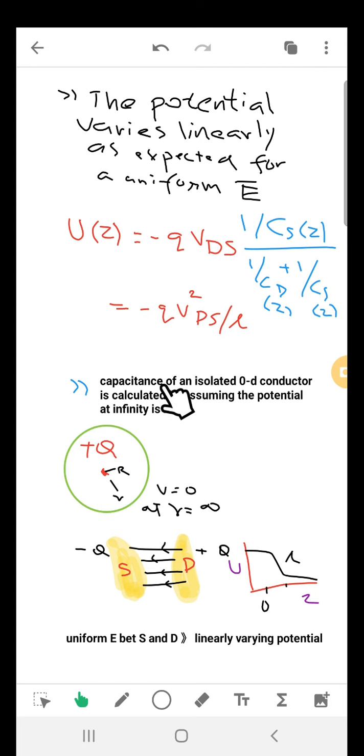And the capacitance of a zero-dimensional conductor is calculated by assuming that the potential at infinity is 0. So this is the source and the drain. There is a flow of charges from the drain to the source, and this is how the potential varies with the distance. We assume a uniform electric field between the source and the drain, which leads to a linearly varying potential between the source and the drain.